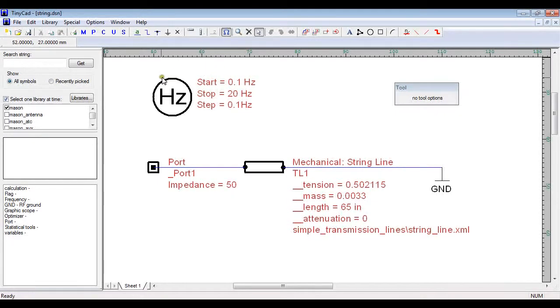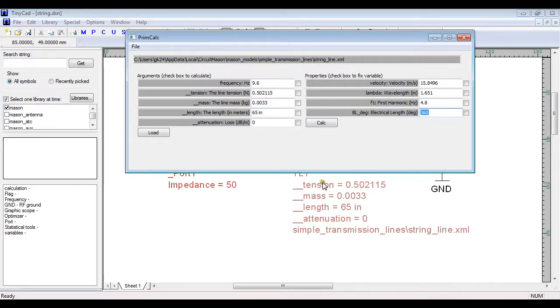This code shows what happens over frequency, instead of showing what happens over time like the previous simulations. This is a companion code which can calculate how big the wavelength is on a line for a given frequency. We measured the line to have a tension of 1/2 Newton, the string weighed 3.3 grams, and it was 65 inches long. For the measured data, we predict this line is 1 wavelength long at 9.6 Hz, since 1 wavelength is equal to 360 degrees.